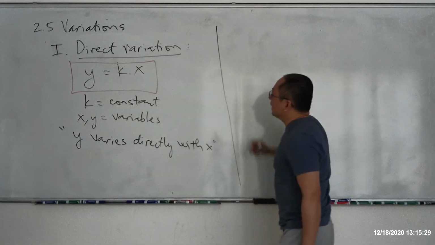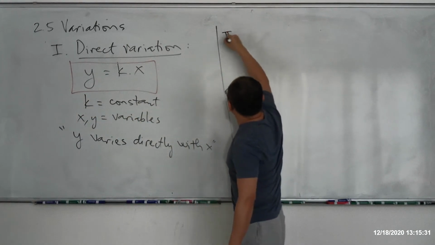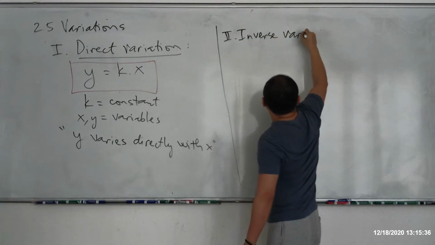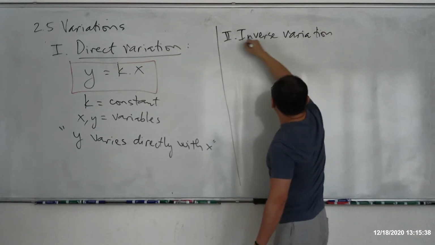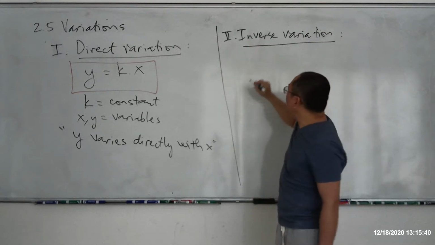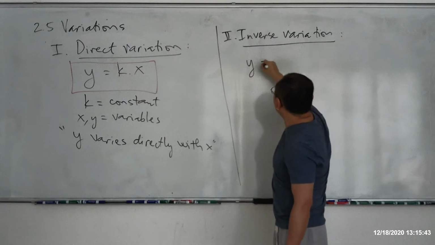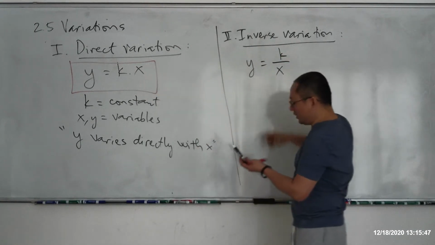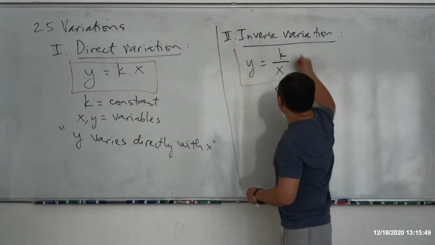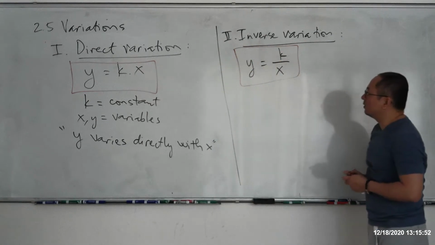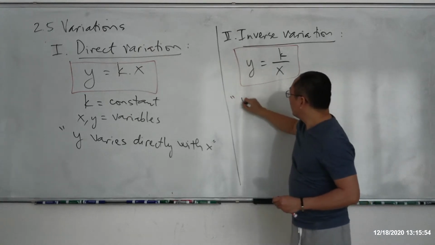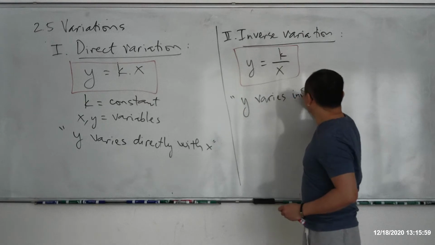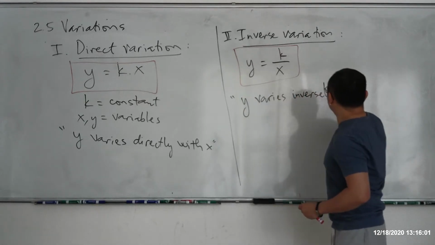Okay. Second one's called the inverse variation. And the general formula for inverse variation is this: y equal to k over x. Now instead of multiplication, we have division right here, and of course k is a constant, x, y is a variable. And we say what? Y varies inversely with x.